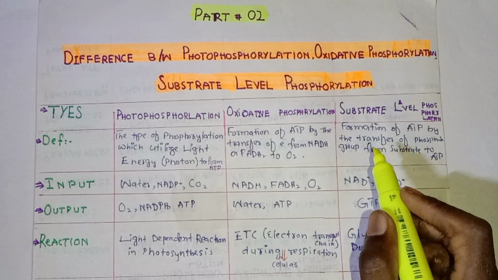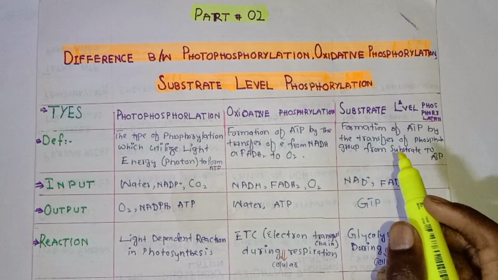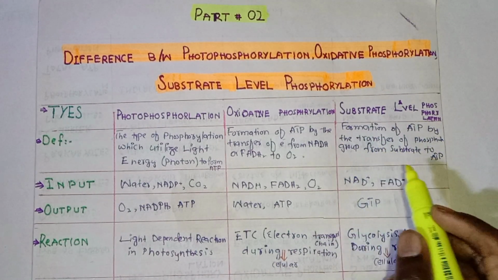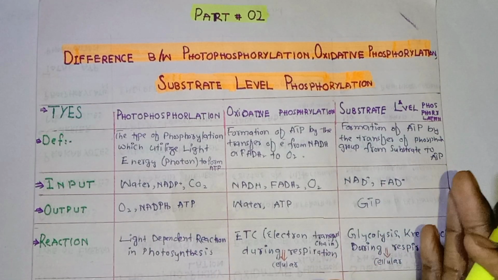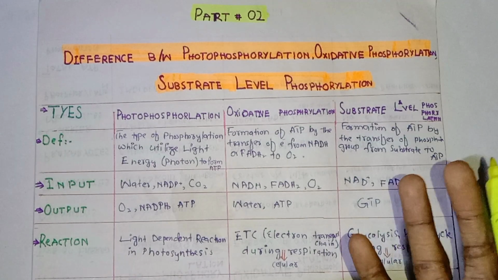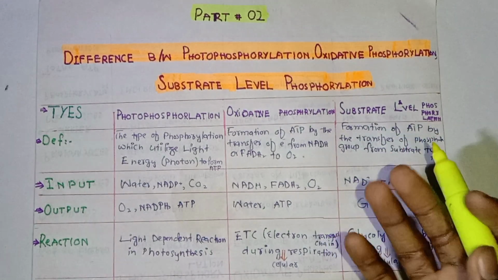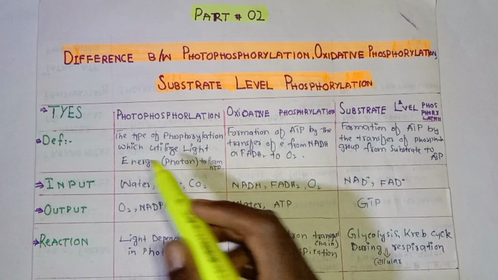Substrate level phosphorylation is the formation of ATP by the transfer of a phosphate group from a substrate to ADP. So in this, a phosphate group is transferred from the substrate, and by this process ATP is generated. So this is the difference between the definitions.